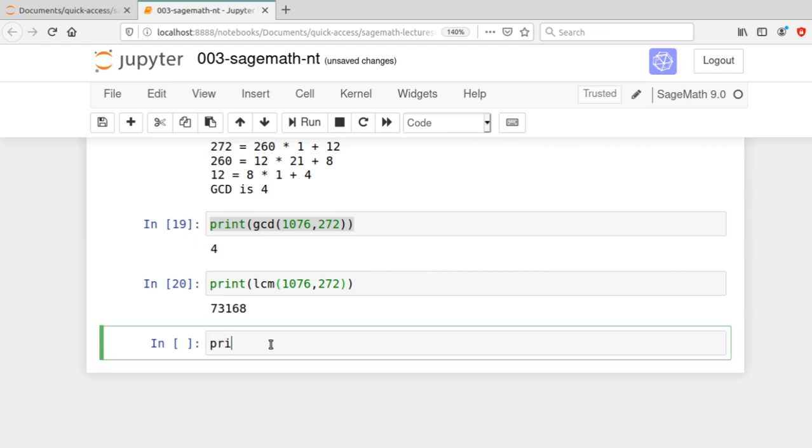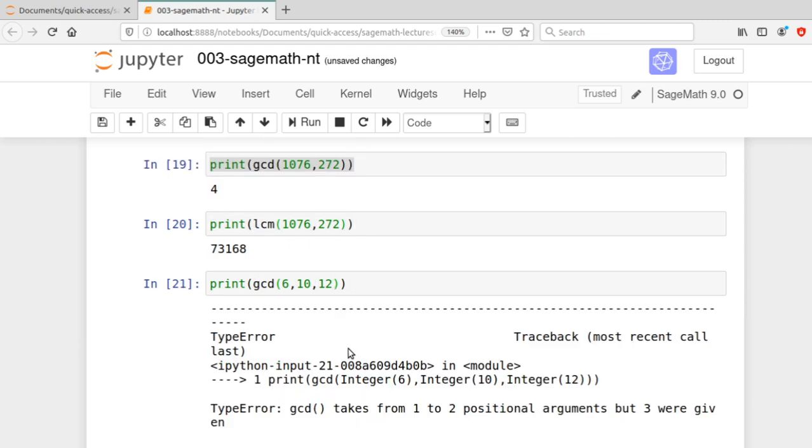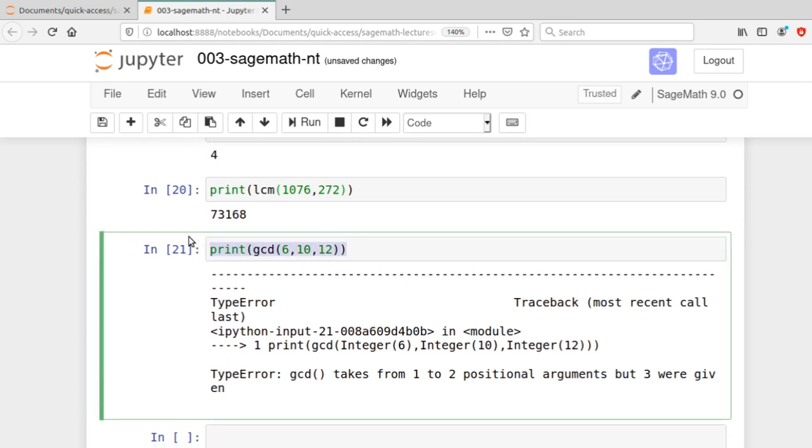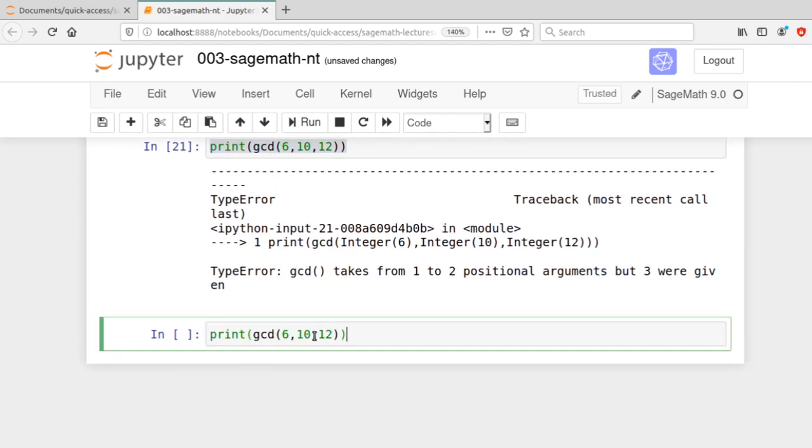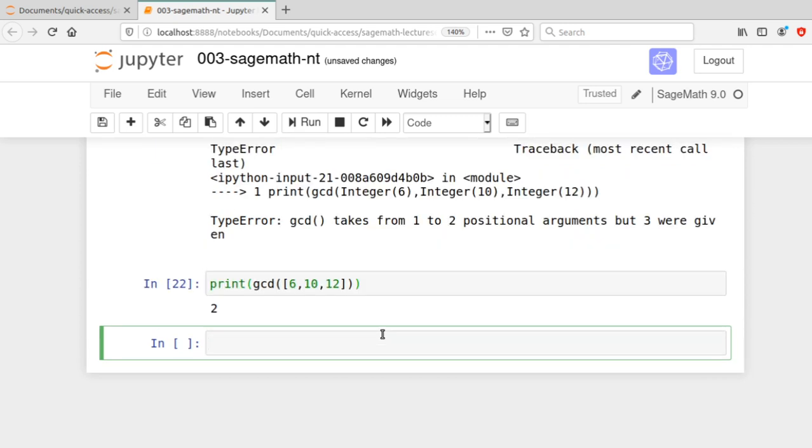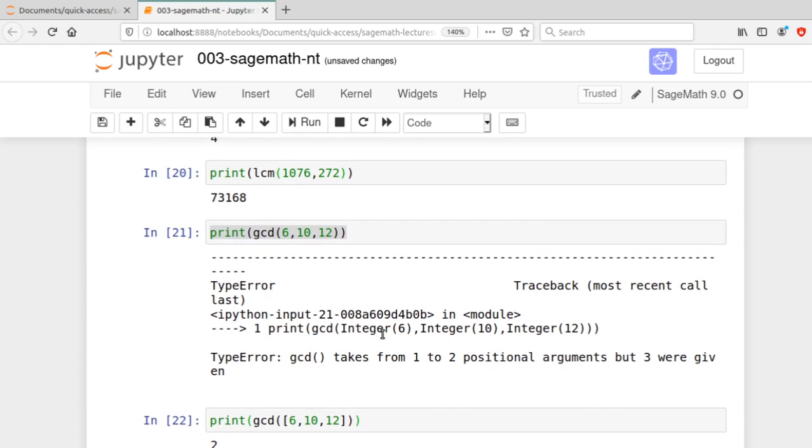Now, to find the GCD of 3 numbers, what do you do? 6, 10, 12. If you try to find the GCD of 3 numbers like this, it is creating an error because this is not allowed. So to find the GCD of more than 2 integers, we need to enclose the numbers in square brackets. Square bracket enclosed numbers are known as a list of numbers. GCD of the list 6, 10, 12: GCD is 2.